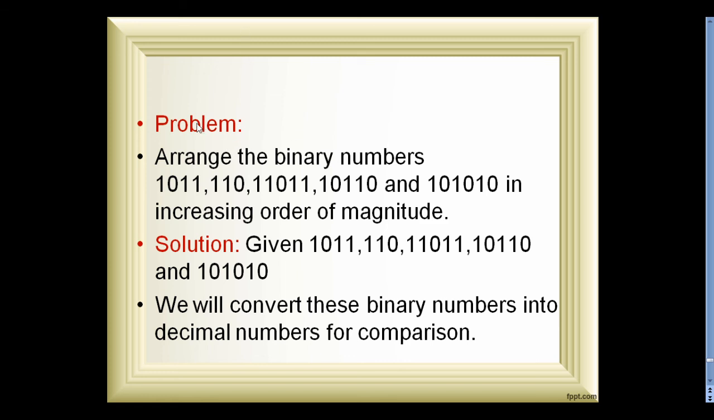Next problem. Arrange the binary numbers 1011, 110, 11011, 10110 and 101010 in increasing order of magnitude. The numbers are given in binary, but we have to arrange them in increasing order of magnitude. So the given numbers must be converted into decimal numbers for comparison.